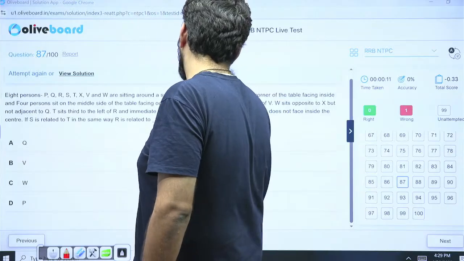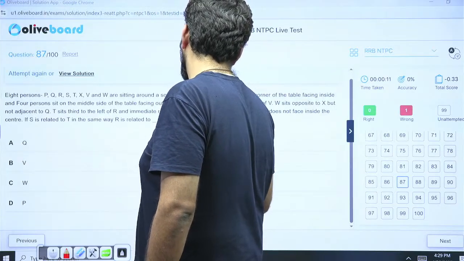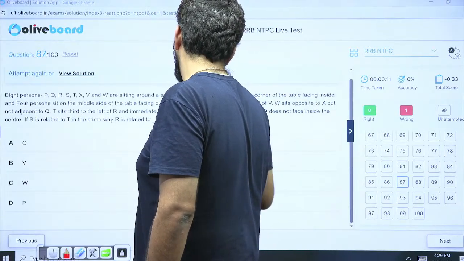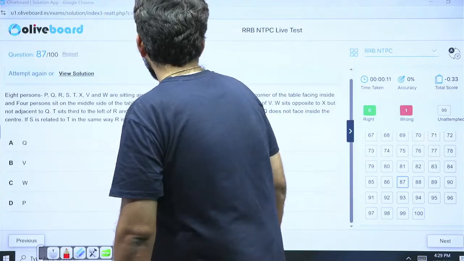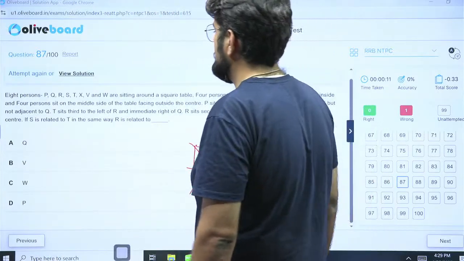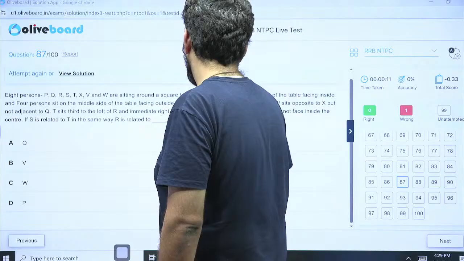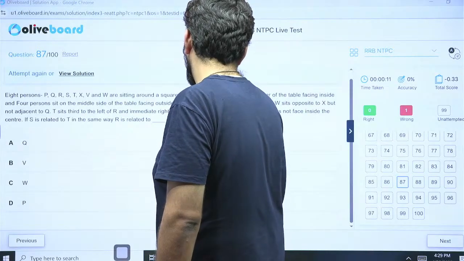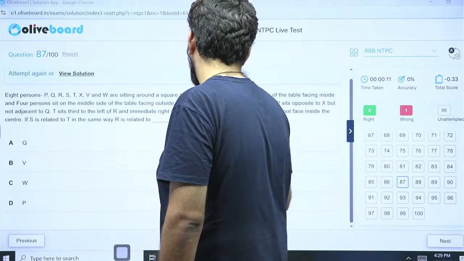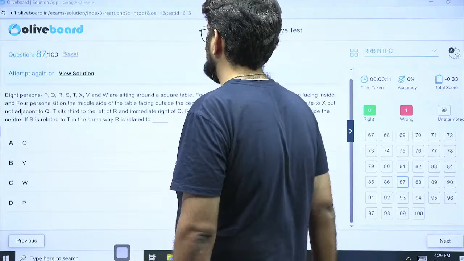Eight persons are sitting around a square table. We know that 4 will be sitting on the sides and 4 will be sitting on the corners, correct? But the game changer here is that the people who are sitting in the middle are facing outside and the people who are sitting on the corner are facing inside.